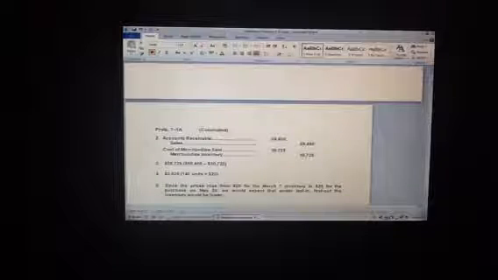Also recording the cost of goods sold, debit cost of merchandise sold and credit inventory for the total of that column from your schedule, $30,725. Part 3 wanted to know the gross profit, so you take your sales minus cost of goods sold, and that gives you a gross profit of $28,725.